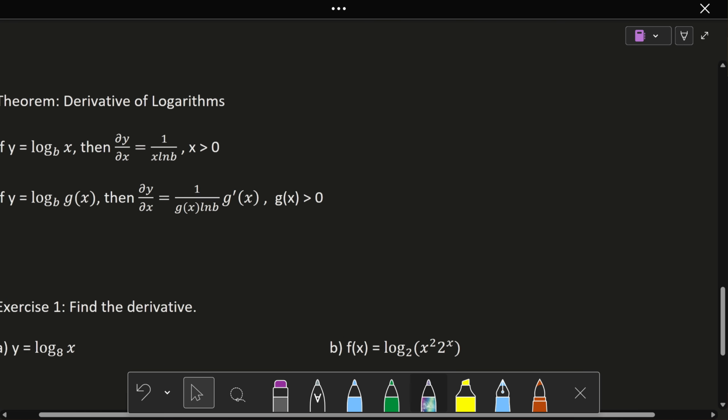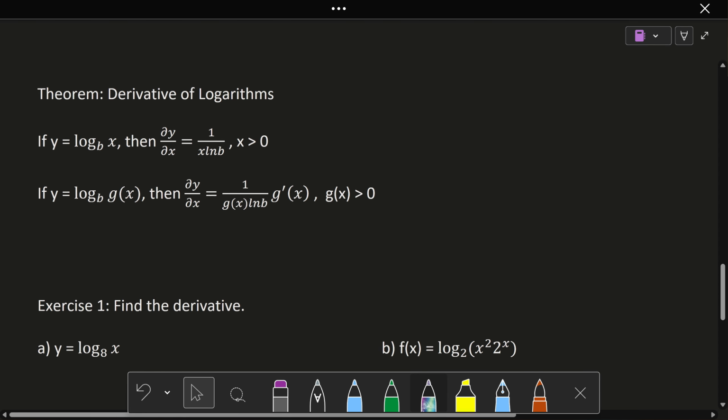Okay, so now let's look at the derivative of logarithms. I'm going to actually pause this and upload this one. We'll come back in a second video for this one.